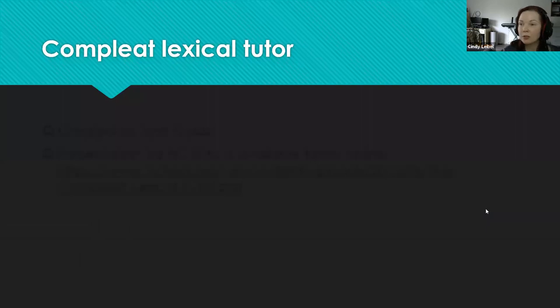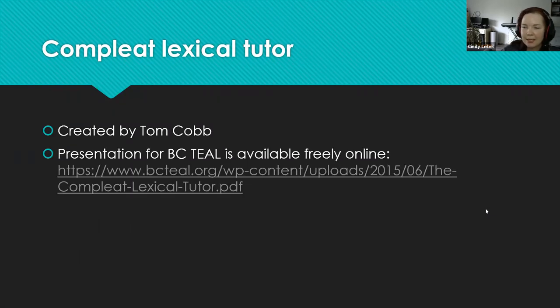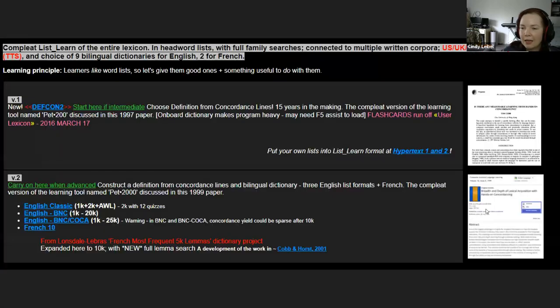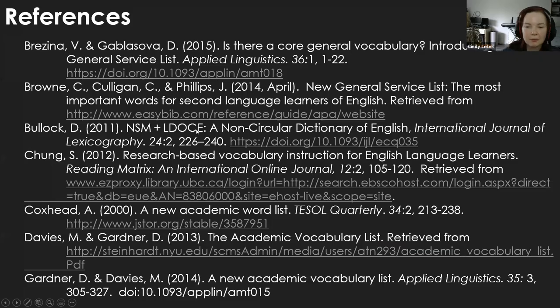And finally, an older resource is the Complete Lexical Tutor, created by Tom Cobb. There's a presentation for it that you can access online. This one has lots of interaction with the older word lists, especially the GSL. We can also see some corpora here that he's incorporated, like the BNC and the BNC/COCA. This website is a little more complicated to use, so I do recommend checking out that lecture.